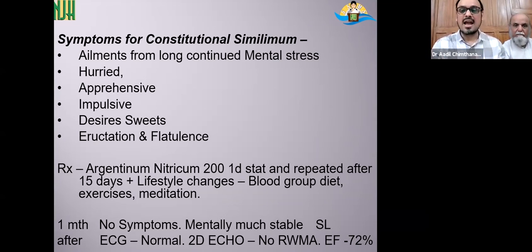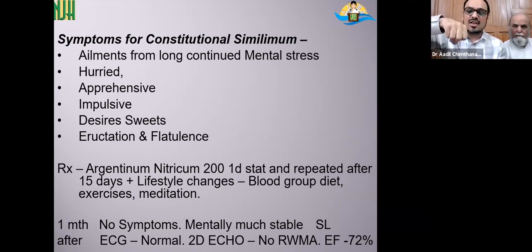He followed all these. And in only one month's time, mentally, even when he came next month, he was much more stable. He's still under therapy, obviously. It's going to take a long time; I'll repeat an angiogram and see the changes before and after homeopathic therapy. He has got no RWMA, regional wall motion abnormality.